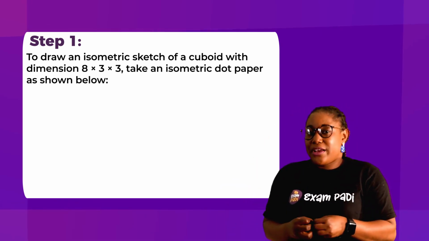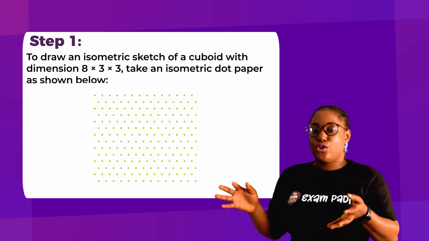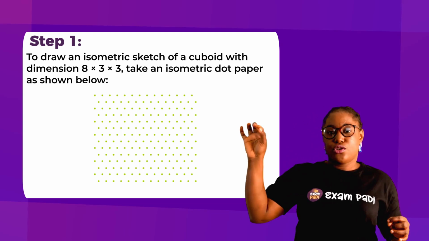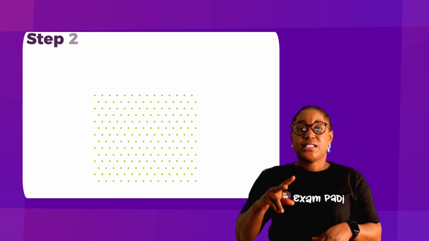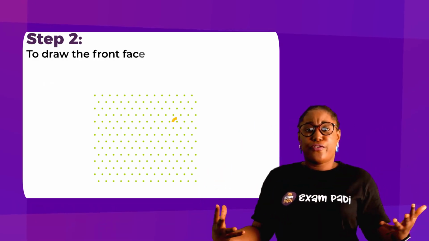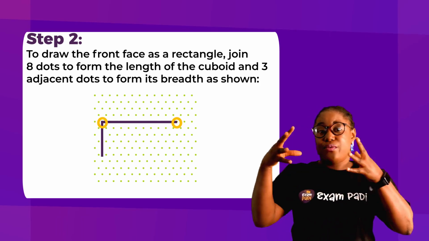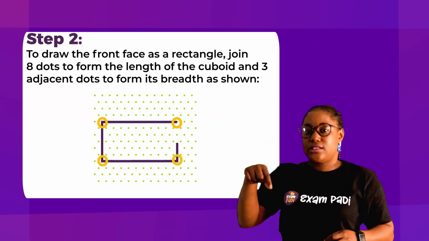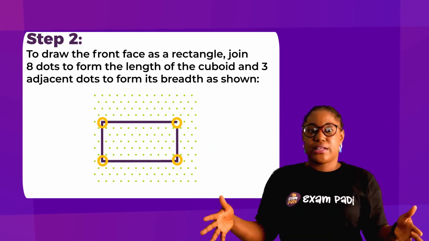So take an isometric dot paper as shown below. So if you have a plain paper, create a dotted line. Step 2, draw the front face as a rectangle. Draw it and then you connect the dots to make a rectangle.